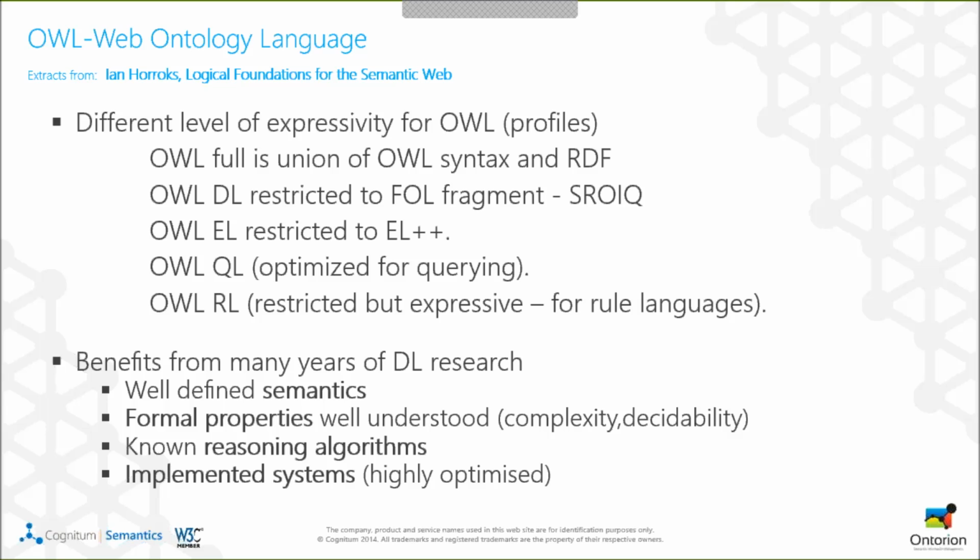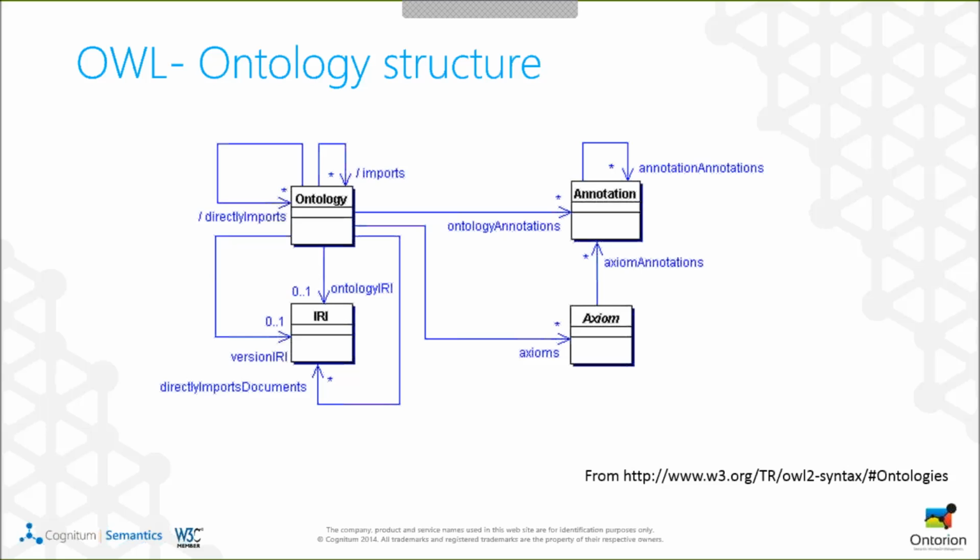So let's dig a bit further. Here I took this image from the OWL definition, the standard. You can find it at the link you see down here. It's the link to the official W3C standard. And when you see this graph, you will see what it means to create an ontology.